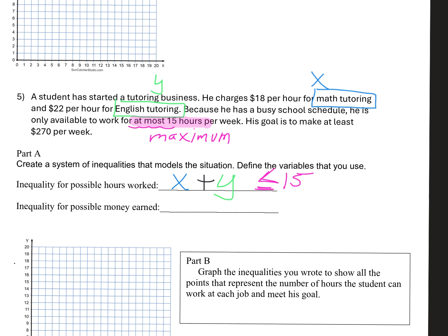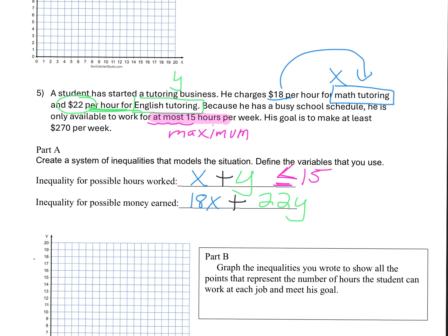Now for the money, if he charges $18 for math tutoring, and that's our money, that means it's going to be $18 times X, plus he charges $22 per hour for English tutoring, so that's 22 times Y. And it says that he needs to make at least $270 per week. So the amount of money that he makes could be equal to 270 or greater than 270.